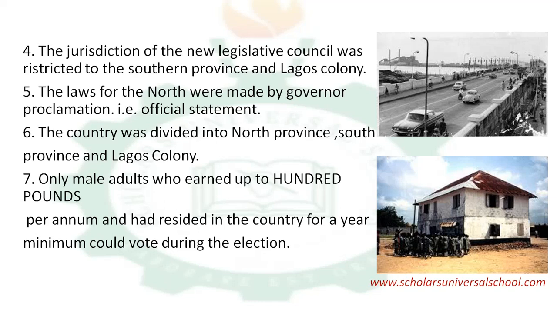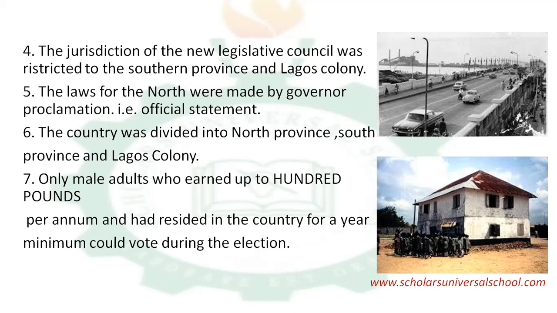Then the fifth one is that the laws for the North were made by the governor's proclamation. Now, the laws that were used to administer the North were made by the governor, that is Sir Hugh Clifford. And this was based on what we call official statements from Sir Hugh Clifford, which is known as proclamation.